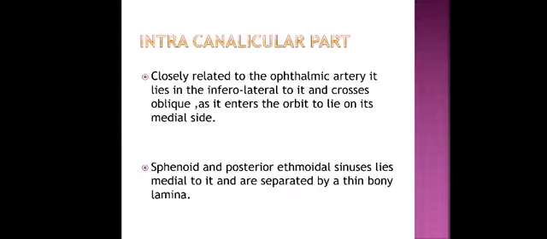This part is closely related to the ophthalmic artery, which crosses the nerve inferiorly from the medial to lateral side in the dural sheath and then leaves the sheath at the orbital end of the canal. The sphenoid and posterior ethmoidal sinuses lie medial to it and are separated by a thin bony lamina. These relations account for retrobulbar neuritis following infections of the sinuses.